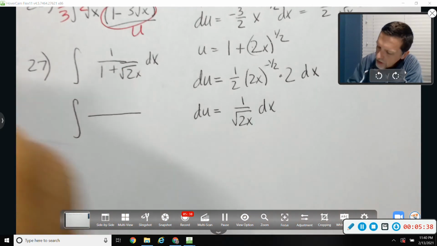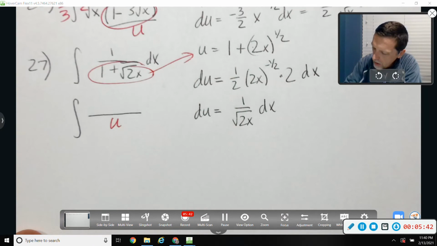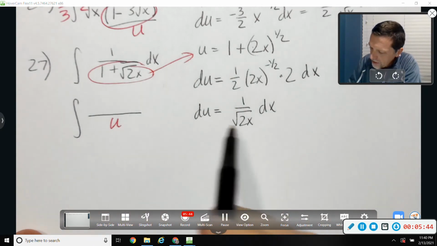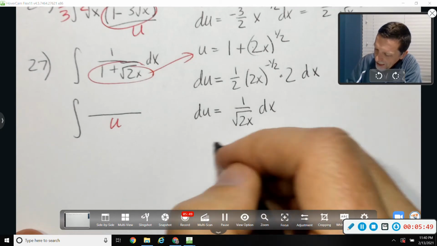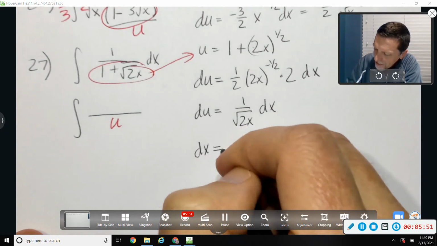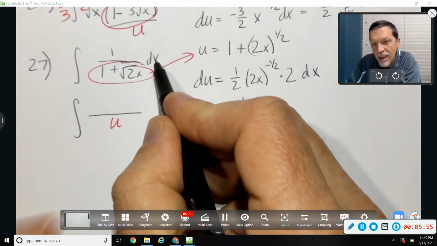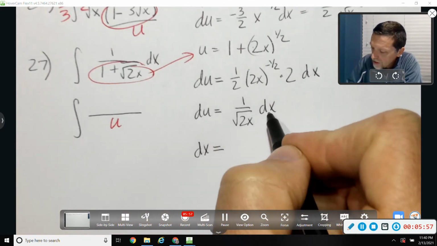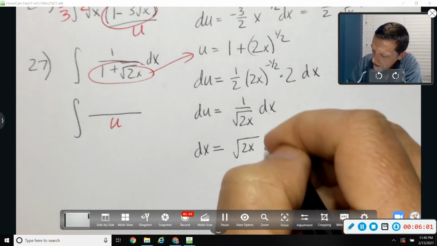Well, we already said that the bottom was u, and I don't really have anything that's helpful for me here. So this is the only thing I could think of. It ended up working. Let's solve for dx, because I need to replace dx with something. So if I solve for dx, then square root of 2x goes to the other side times du.